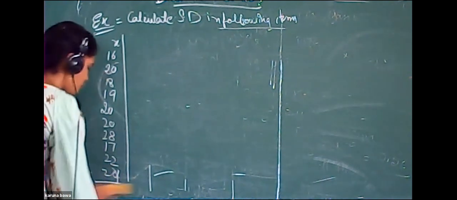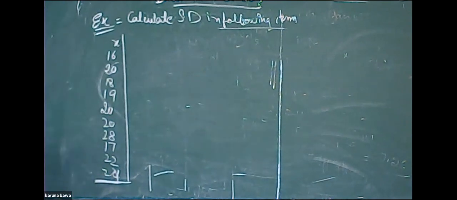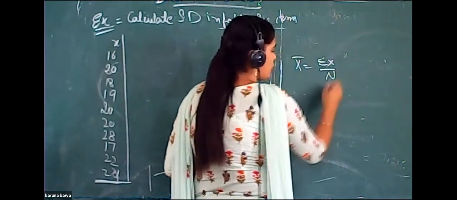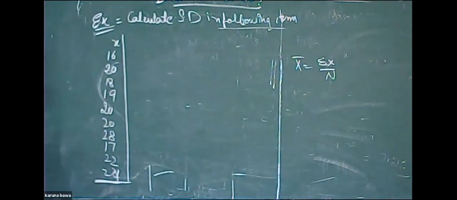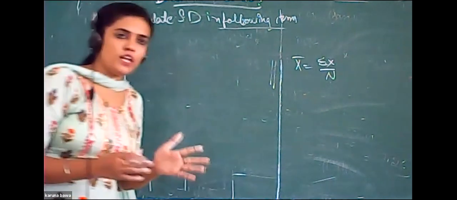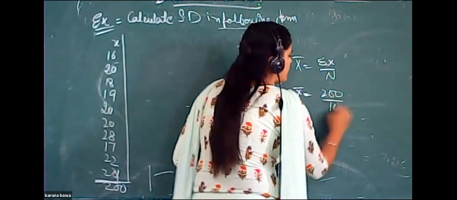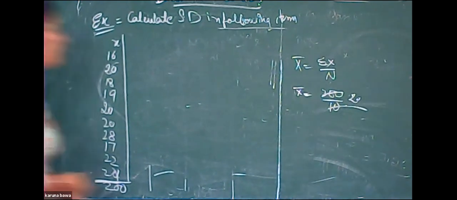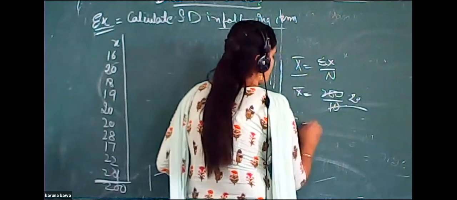And find out first of all the mean value. As we know, the formula of mean is summation x over n. N is the number of observations and summation x is the total of the numbers in the series, that is 200. And the number of observations: 1, 2, 3, 4, 5, 6, 7, 8, 9, and 10. Basically, mean is equal to 200 divided by 10. So the answer is mean 20. So first of all, we find the mean value and after that the standard deviation.